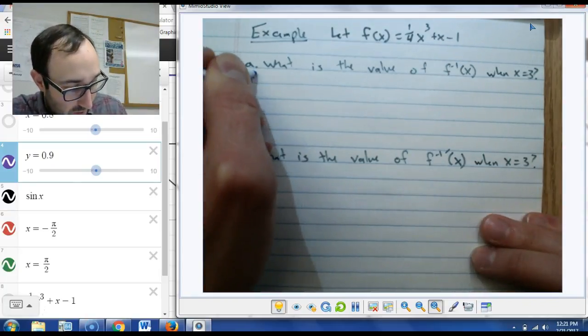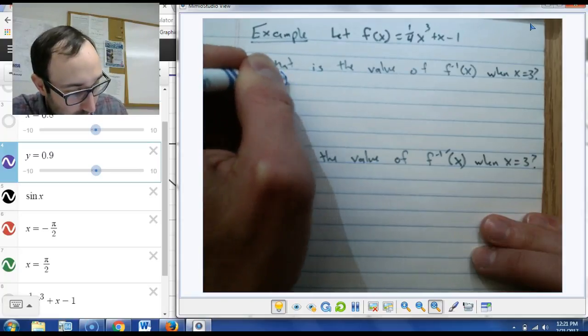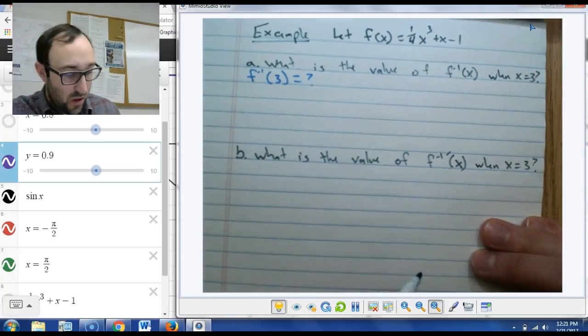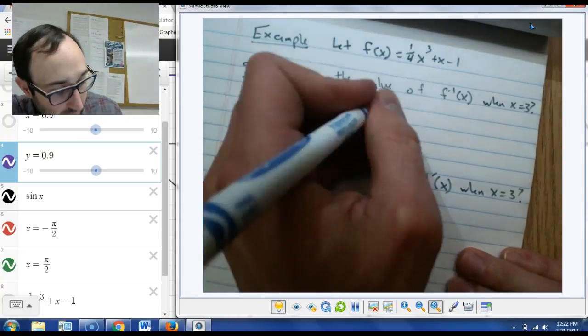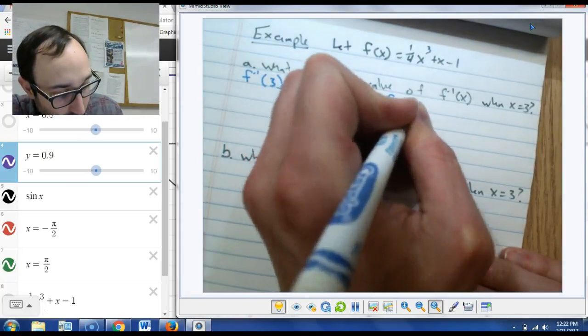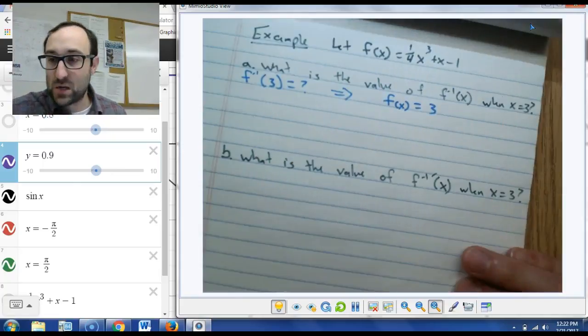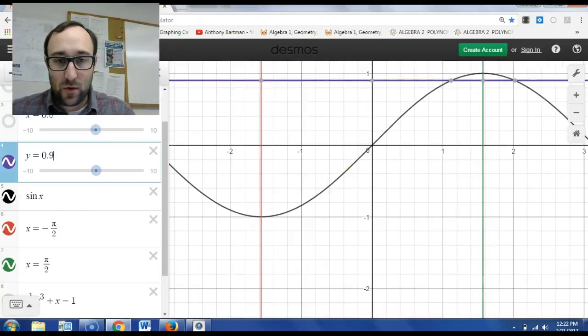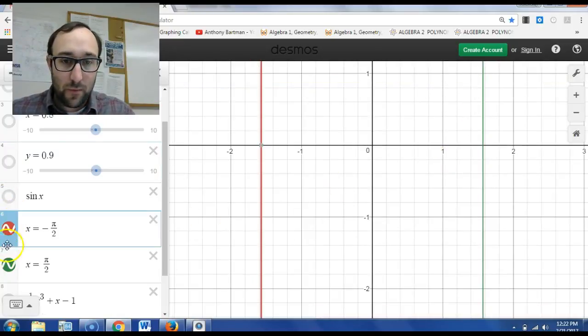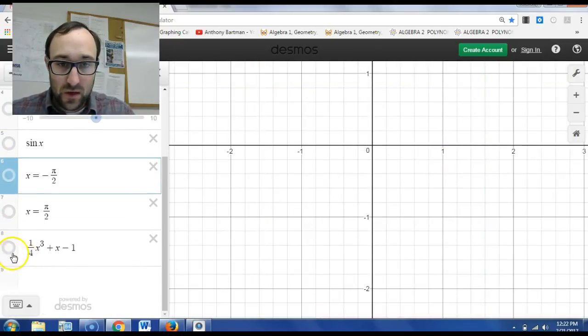So really what we want to find is f inverse of 3 equals what? Which is another way of saying, remember that the x and the y are just going to switch. I can say that's the same as f of x equals 3. What does x equal? So let's go back here to my graph, and I'm going to get rid of some of this stuff, and let's look at my new graph right here.